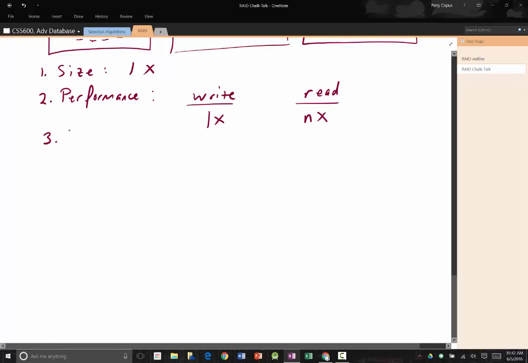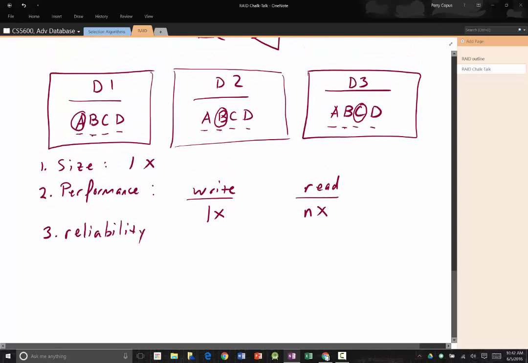Let's look at the third metric. The third metric is reliability. What is the reliability here compared to a single disk? Well, before, remember with RAID 0, losing any single disk would result in a failure of the whole array. The data is gone. It's not recoverable. And so having more disks actually reduced our reliability. But with RAID 1, it's a little different scenario because each of the disks has all of the same data.